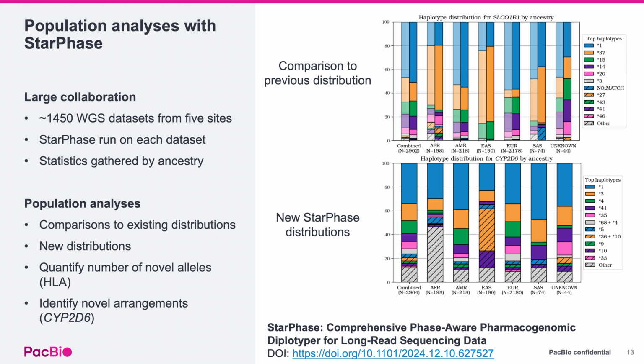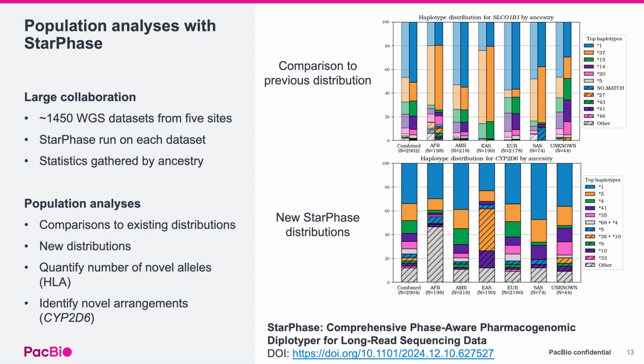For example, star 36 plus star 10, which is shown in orange stripes, only appears to exist in the East Asian population or in the unknown population, indicating that it may be of interest to certain researchers who are studying those populations, but less interesting to other researchers.